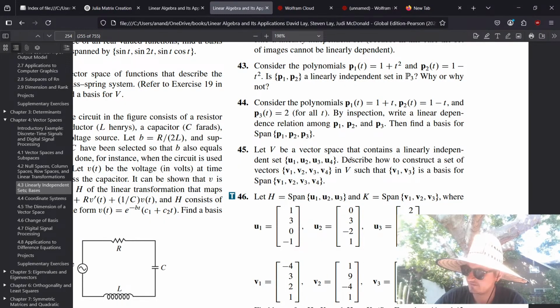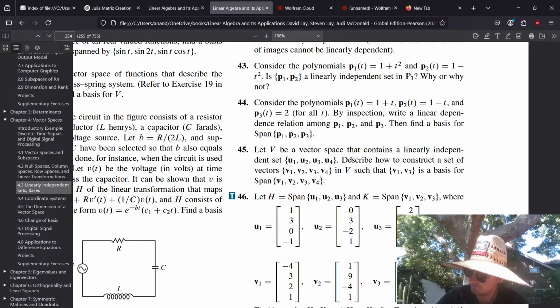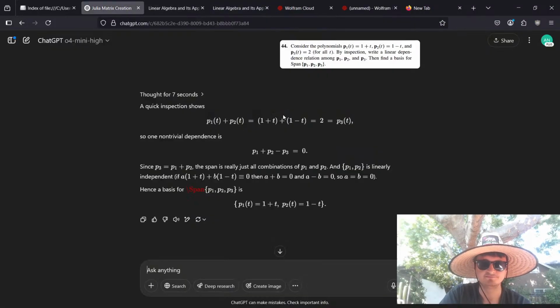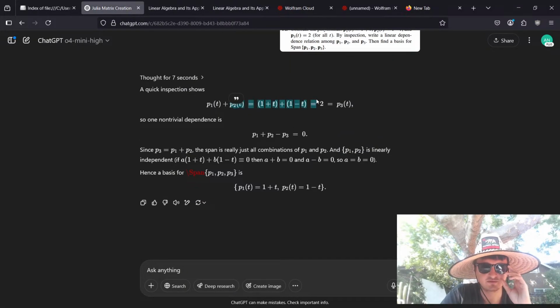I'll just write that out, but I'm pretty sure that that's right. Oh, okay. So you let v1 equal u1, and v3 equal u3. Then v2 is equal to v1 plus v3, and v4 is equal to v1 minus v3. Okay, so I'm pretty sure that you can just do that. Quick inspection shows one non-trivial dependence. That's great. Since p3 is equal to p1 plus p2, the span is really just all combinations of p1 and p2. Okay, so that's great. We did that right.